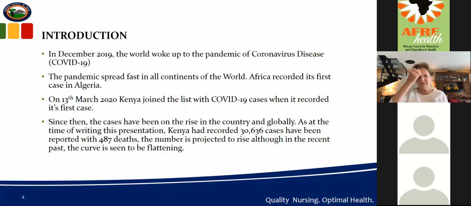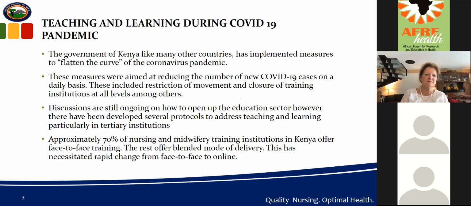As at the time of writing the presentation, Kenya had recorded approximately 30,636 cases, with around 487 deaths. The number is projected to rise, although in the recent past, the curve is seen to be flattening. Regarding teaching and learning during this pandemic, the government of Kenya, like many other countries, has implemented measures to flatten the curve of the coronavirus pandemic. The measures basically aimed at reducing the number of new COVID-19 cases on a daily basis. This included restrictions of movement, as well as closure of training institutions at all levels, among other measures.